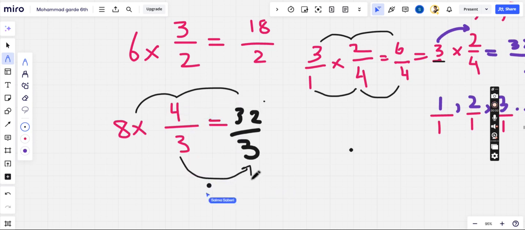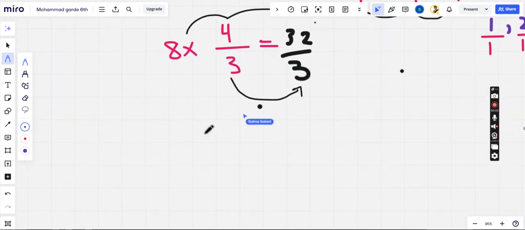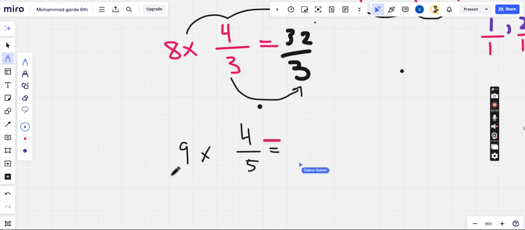So do you have any question about this? No. Can I ask some question according to this pattern? Just like if we have the question 9 times 4 over 5, what is our answer? Can you tell me about this? Okay. 9 times 4, 9 times 4, 36.